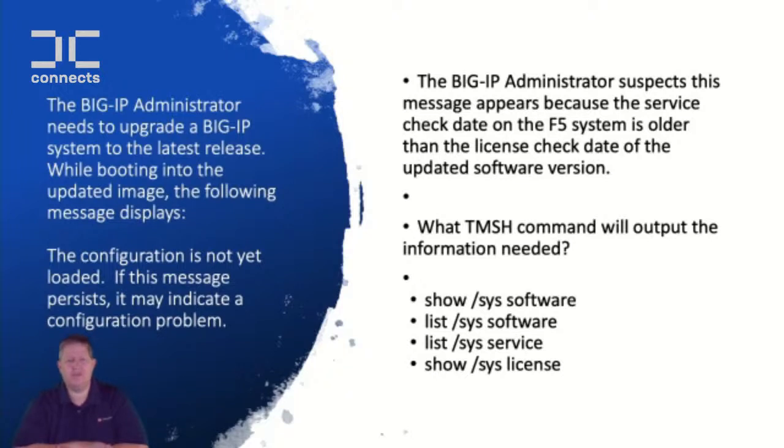And so the TMSH command here, if you look through these, you've got show sys software, show sys license, list sys software, and list sys service. Listing is mostly associated with configuration objects, and the license is not a configuration object. So I would knock those two things out right away.